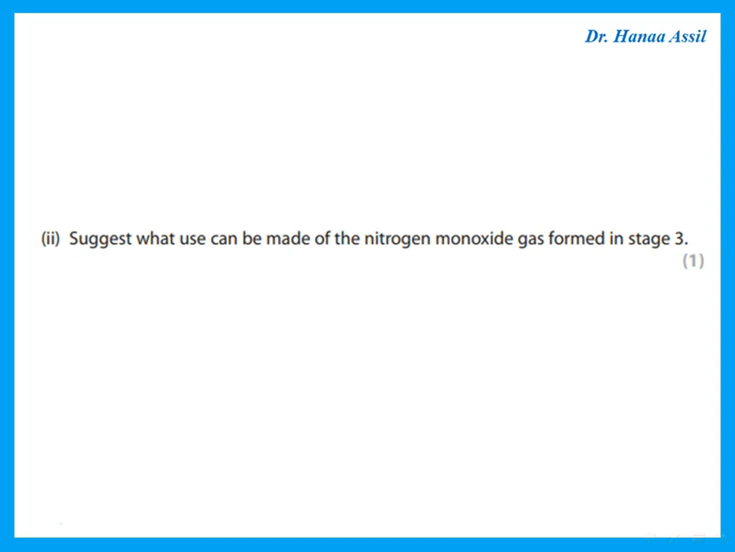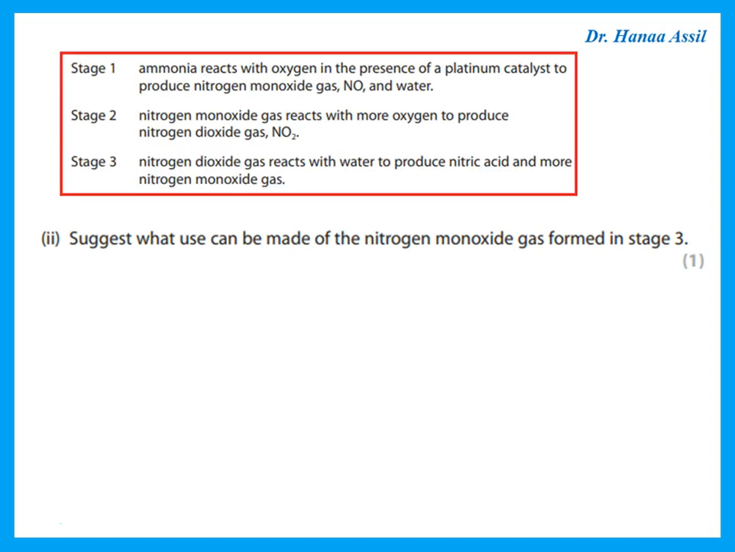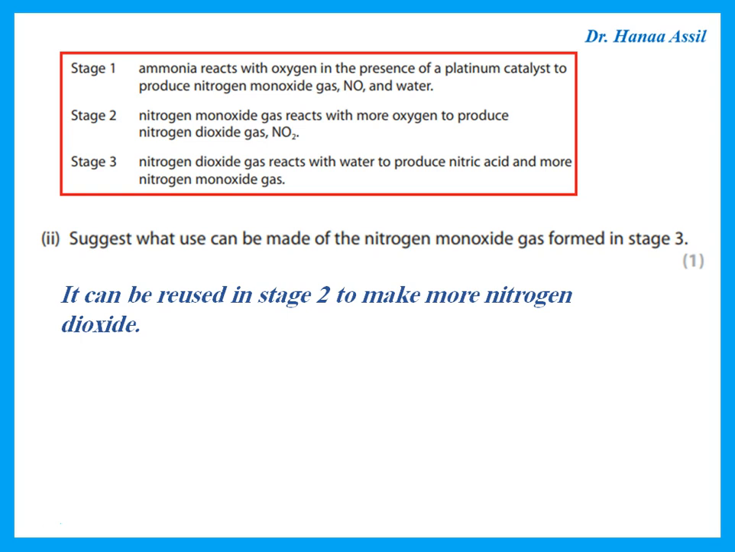So what use can be made of the nitrogen monoxide gas formed in stage 3? So in stage 3, he says nitrogen dioxide gas reacts with water to produce nitric acid and more nitrogen monoxide. So what can I do with that extra nitrogen monoxide? Well, if you go back to stage 2, you will find that he's using nitrogen monoxide. So I can reuse it in stage 2 to make more nitrogen dioxide gas.